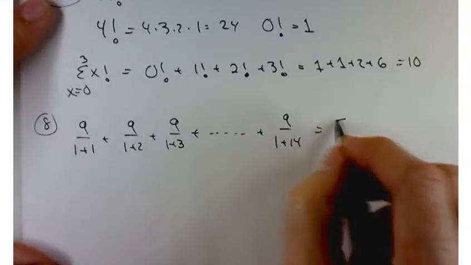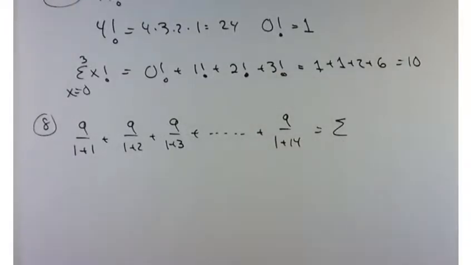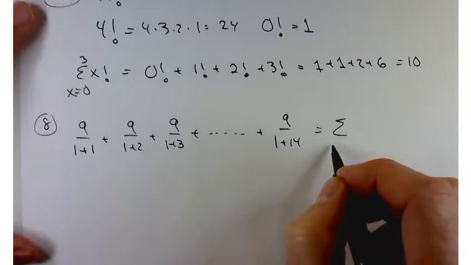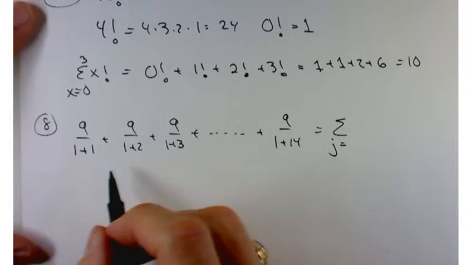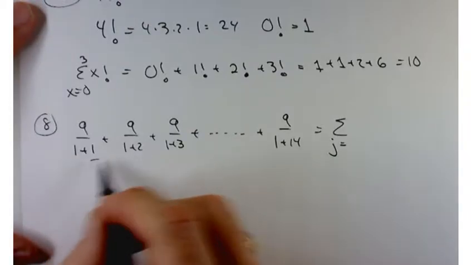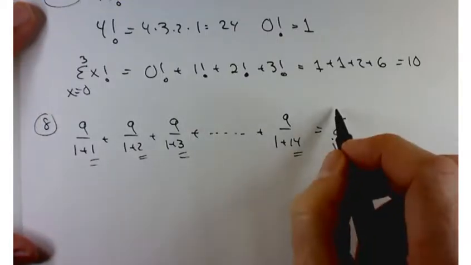So it'll be the sum. Now the letter that you choose is up to you. So far this morning I've used X, I've used K, J is a popular one, I, whatever letter you want to choose is fine. So let's just do J. What should we start out our summation at? 1. Because it's this term that seems to be varying. So J equals 1 up to 14.